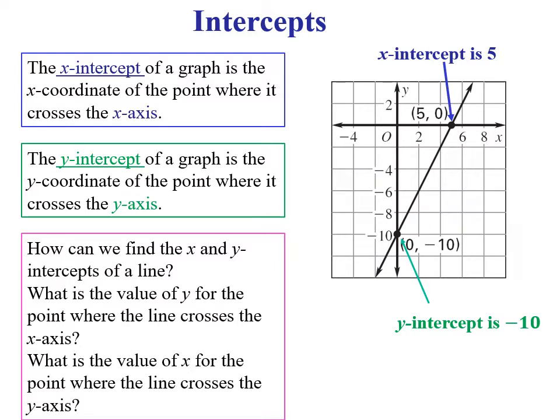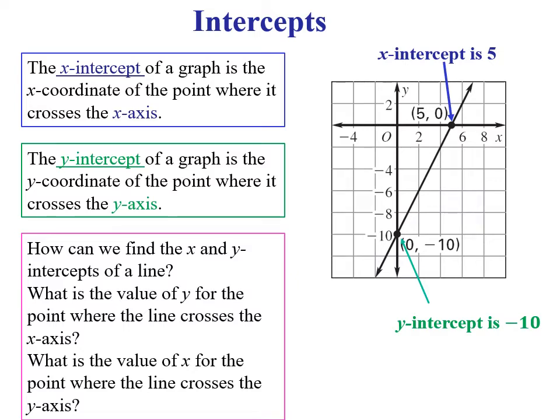How can we find the x and y intercepts of a line? What is the value of y for the point where the line crosses the x-axis? Correct, it is 0. What is the value of x for the point where the line crosses the y-axis? x is 0 at the point where the line crosses the y-axis.